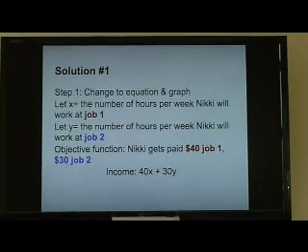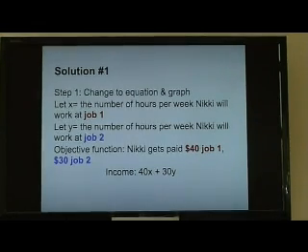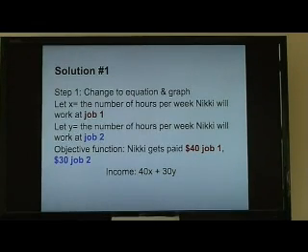First, we must find what are the unknowns, what are the constraints, and what are the objectives. Step 1. Change to equation and graph. Let x equal number of hours per week Nikki will work at job 1. Let y equal number of hours per week Nikki will work at job 2. x and y can never be negative.